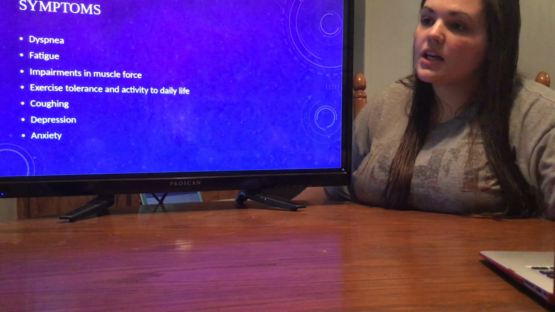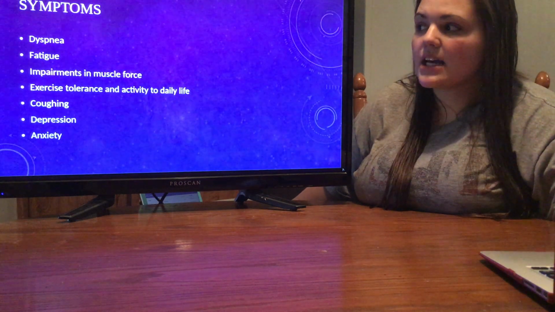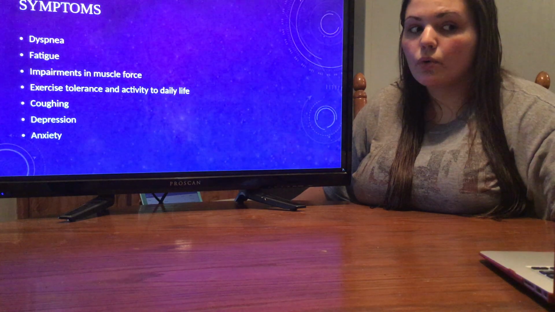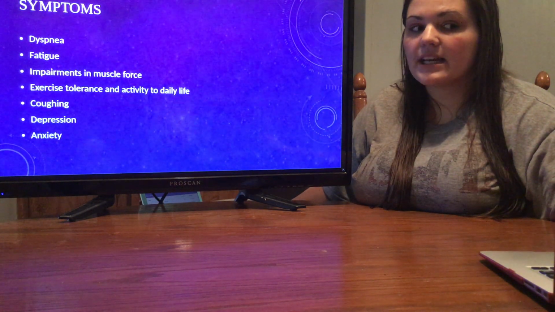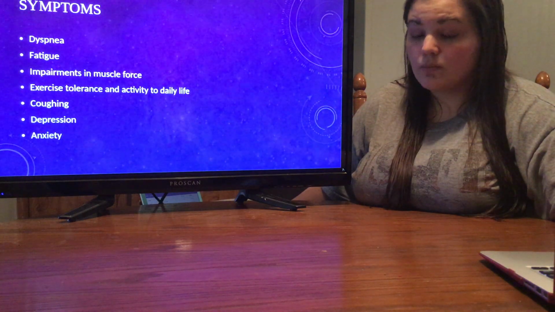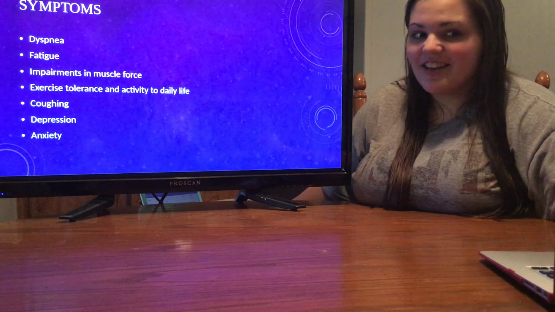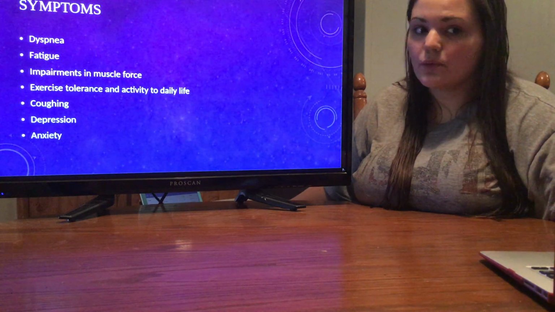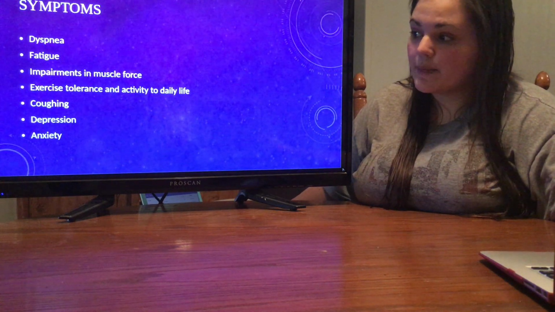Some symptoms of chronic restrictive lung disease: dyspnea, fatigue, impairment in muscle force, exercise tolerance and activity of daily life, coughing, depression, and anxiety. Coughing is often dry, but it can be seen with sputum, but most of the time it's dry.